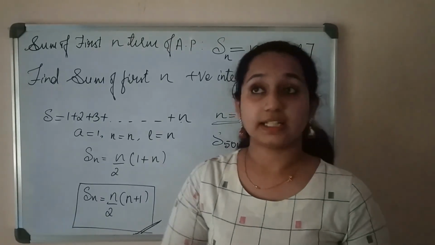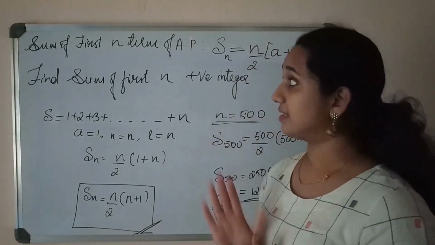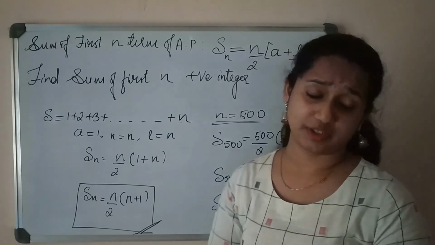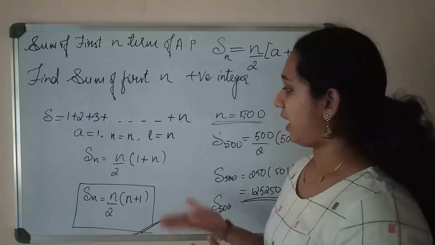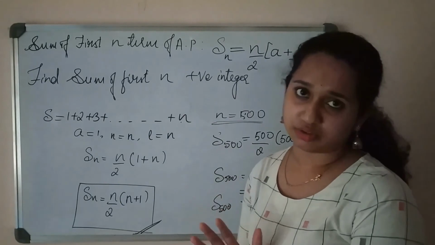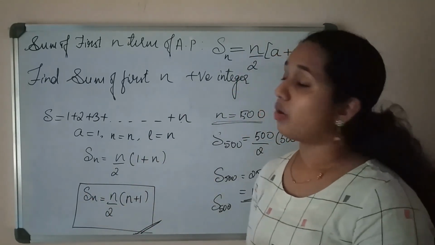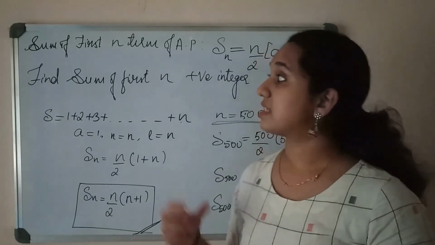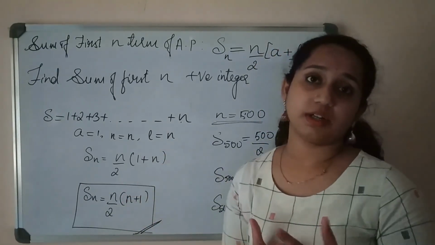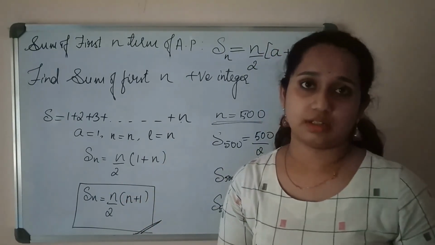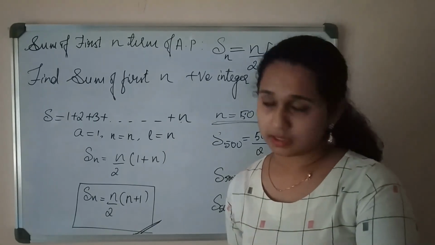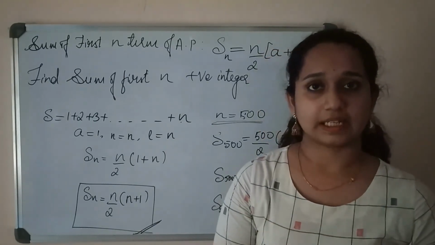There are a lot of varieties of problems on the sum of first n terms of an arithmetic progression. I have solved 3 to 4 problems, and I have found a new formula on that also. I hope you guys have understood this, and this is the last lecture for arithmetic progression. According to the syllabus, I have covered almost all the topics that were in the prescribed syllabus.